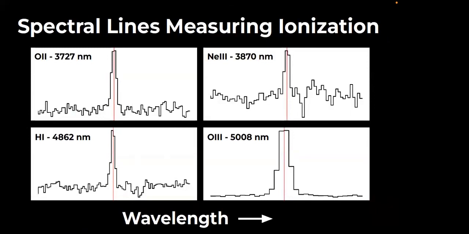Here's an example of some of the data from one of the galaxies that I looked at. And here are the 4 spectral lines that I used to determine the level of emission in these galaxies. We have an O2 line, a neon 3 line, an H1 line, and an O3 line. That's 4 spectral lines. And we take 2 ratios, dividing one line by the other, dividing O3 by H1 and neon 3 by O2. That gives us 2 numbers that can track the amount of ionization in a galaxy.